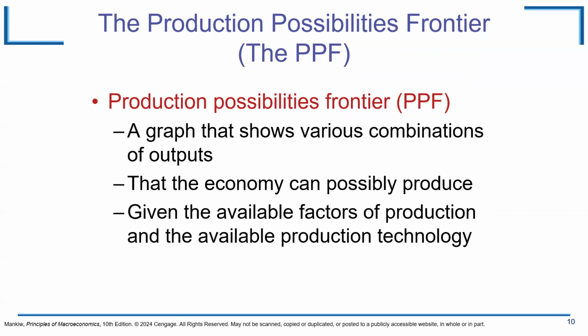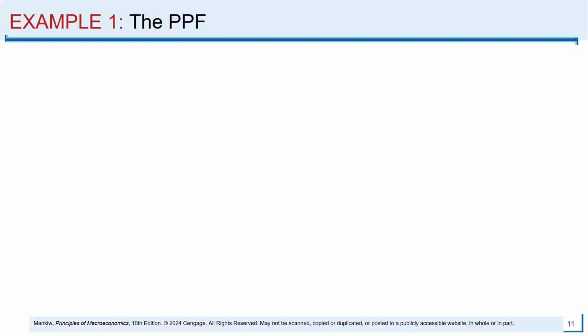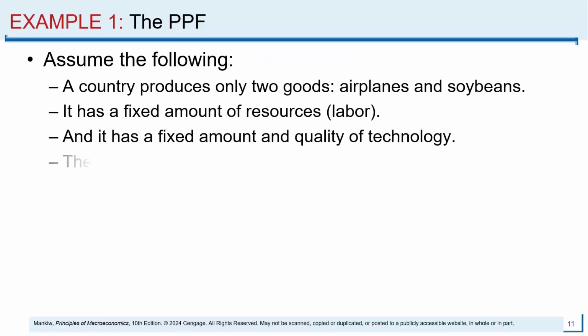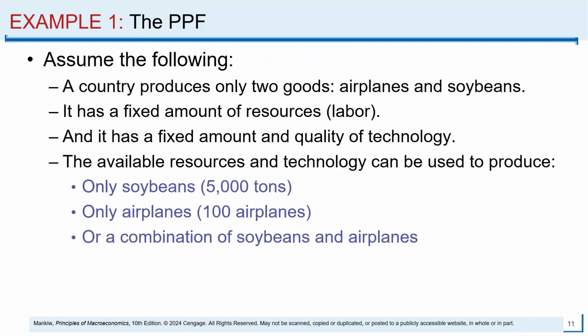So the PPF is used to illustrate the things that one individual or, specifically, one firm can produce. So let's look at one example so it will be much easier to understand. We assume the following. A country produces only two goods, okay, airplanes and soybeans.